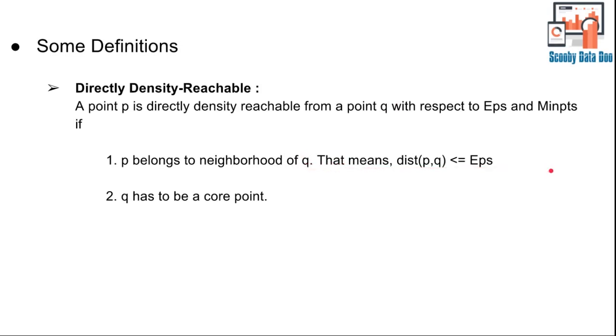That means this condition that we studied earlier. And Q has to be a core point. If P is directly density reachable from point Q, then Q has to be a core point first, and then P has to share its neighborhood with Q. Then we can say, alright, P is directly density reachable from point Q.